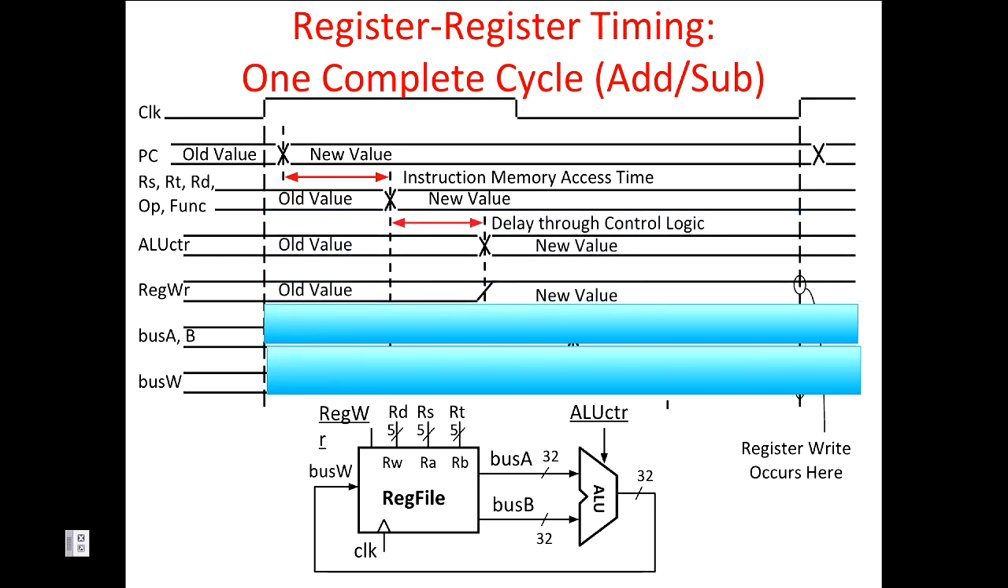Once we've looked at all these values, we'll put it through some control logic. And that time delay, the delay through control logic, is something that we'll talk a little more in depth about today. But in that amount of time, we're going to take these different fields that we've got from the instruction, and we'll figure out how to set up our data path to execute that instruction. Once we've figured that all out, we can give that to the ALU and the reg file.